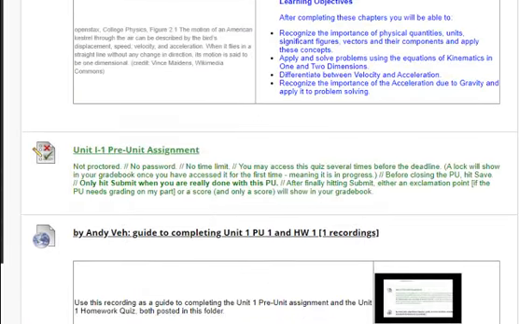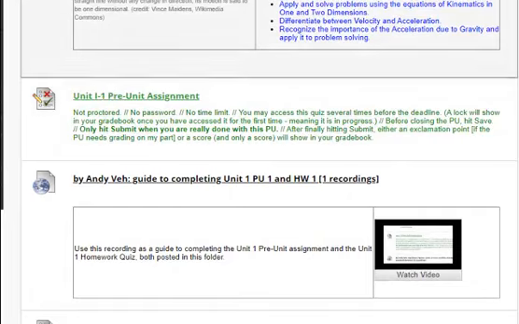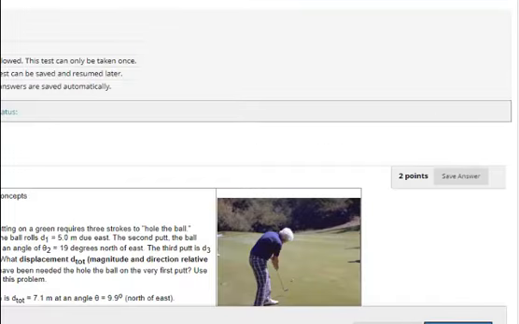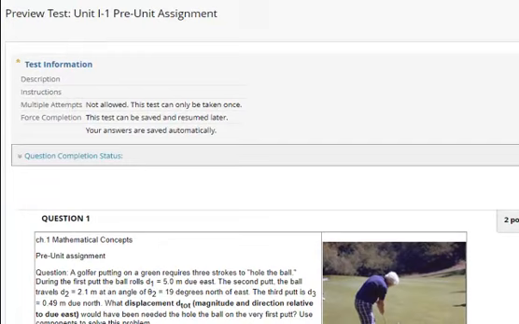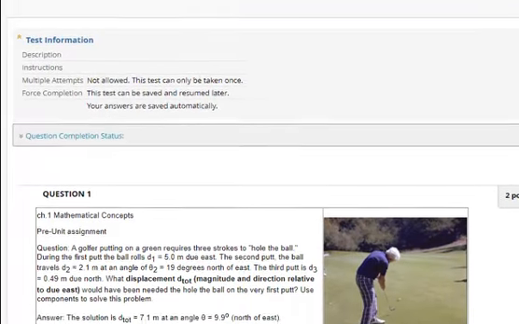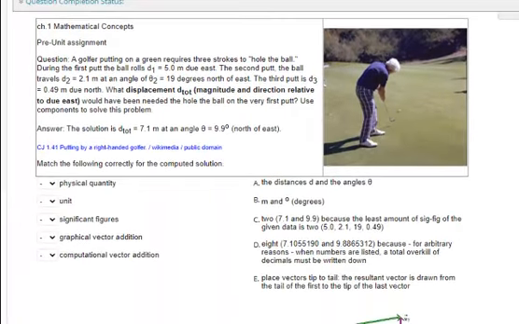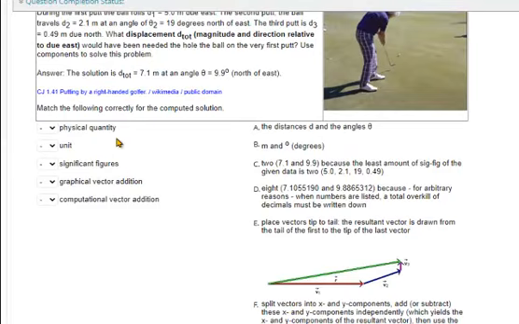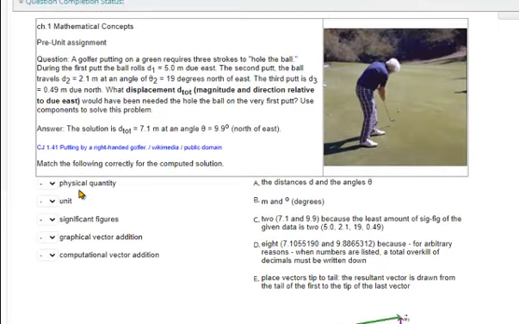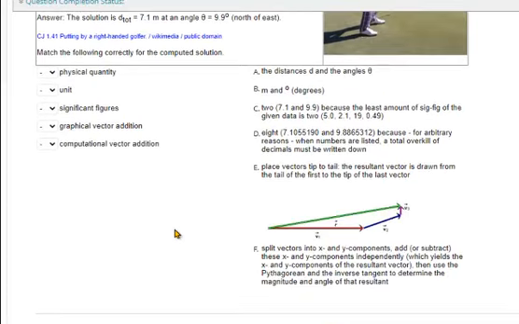All right, so let me go through the pre-unit assignment. This is the one here for Unit 1. I want students to look at the material as we're starting the unit, and you should be looking at the book, which these days is the OpenStax College Physics textbook, and figuring out these things as you look at it. Here's the first question on certain things like physical quantity, unit, significant figures, and so on.